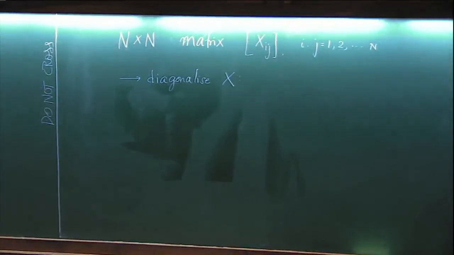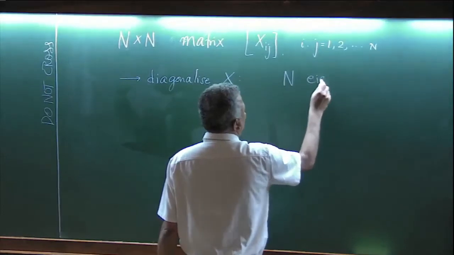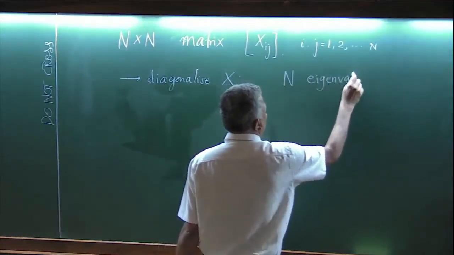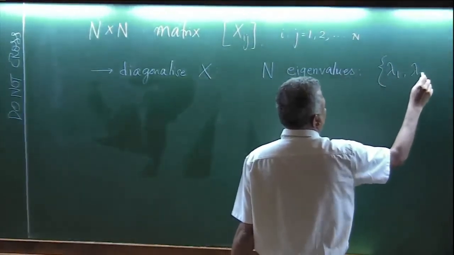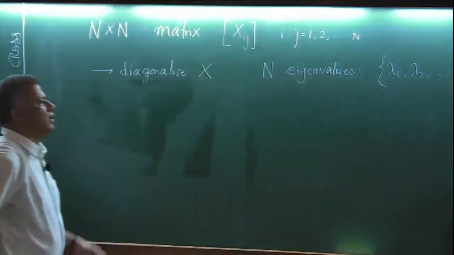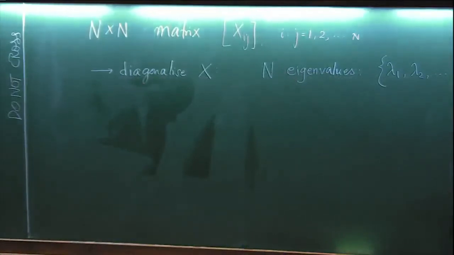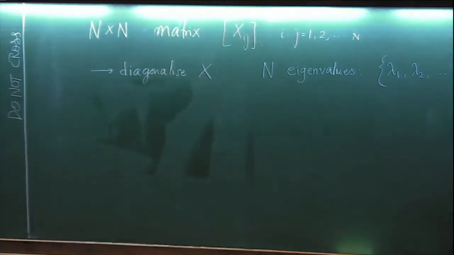If you diagonalize this matrix, you will get n eigenvalues and corresponding eigenvectors. Let's call them lambda 1 to lambda n. For any given matrix, you can always diagonalize it and get n eigenvalues. Of course, in general, these eigenvalues are complex numbers if your matrix doesn't have any special symmetry. In certain cases, if the matrix has some symmetries, then these eigenvalues can be real.